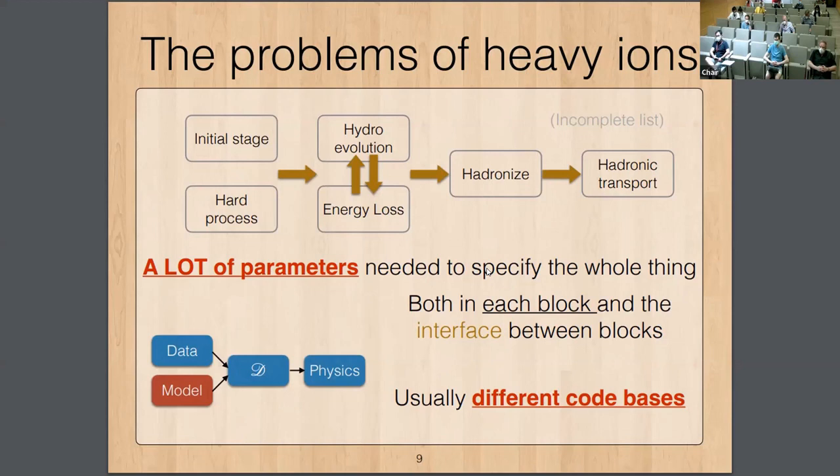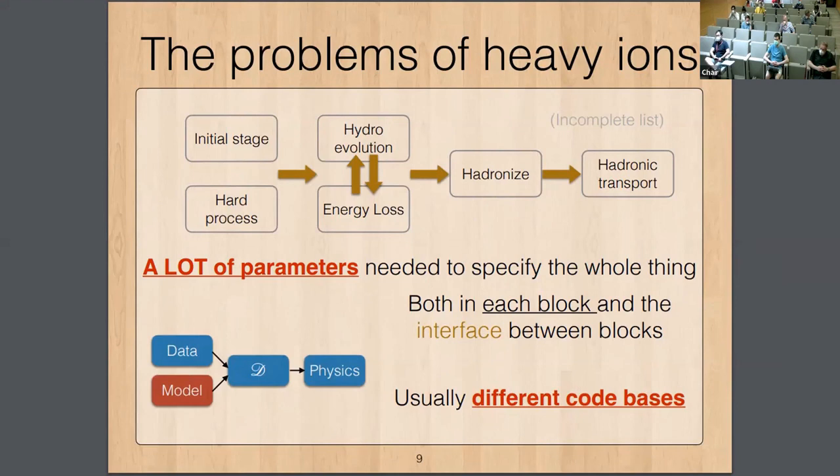The other byproduct of this is that each piece is usually written by different experts, and their code does each piece very, very well. But that also means that it's in a very different code system. If there's just one person who wants to do the whole thing, that's complicated and it requires a lot of effort.